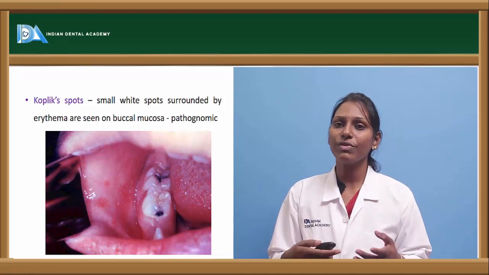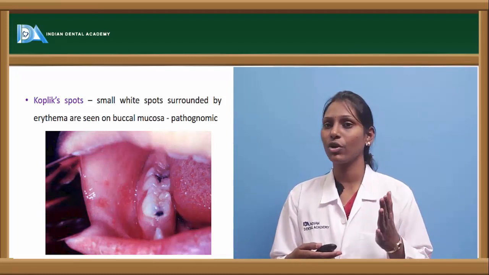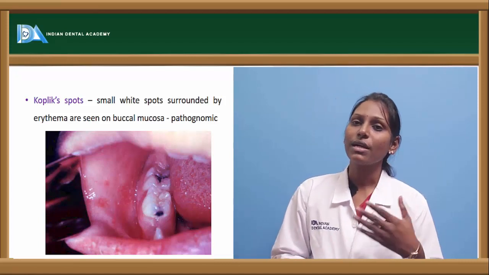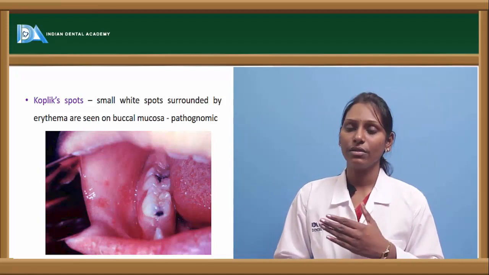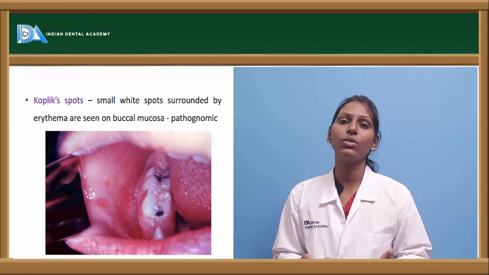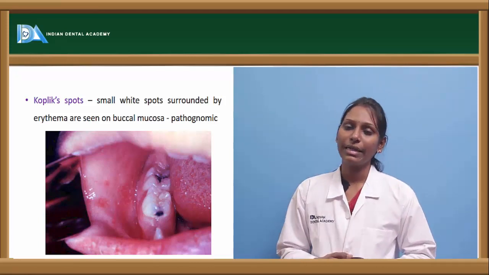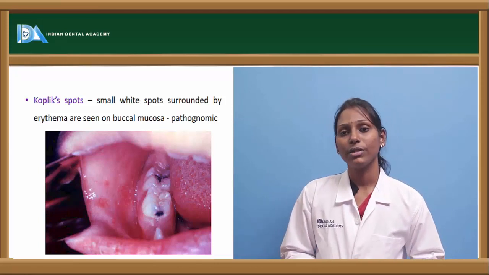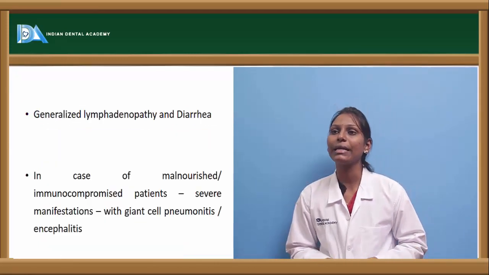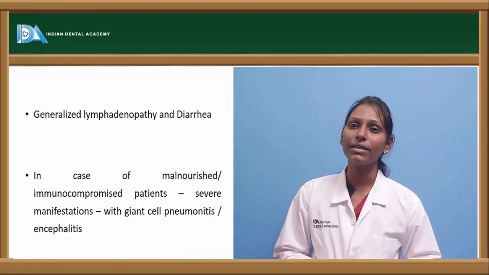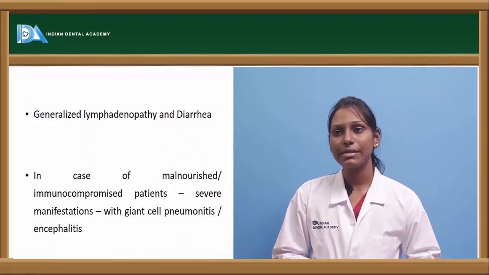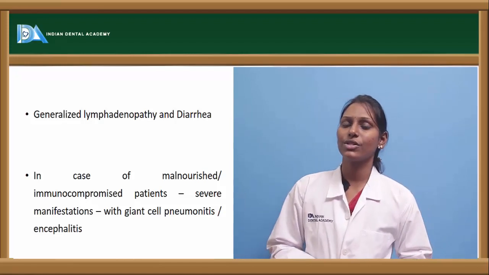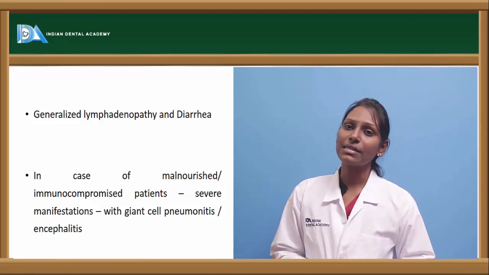the body. Hence, most of the time these Koplik spots are not identified or detected by the patient. As patients come for a routine dental checkup or for any other oral health related problem, the dentist or oral physician will be the first person to observe these Koplik spots. Generalized lymphadenopathy and diarrhea are other common symptoms associated with measles. In malnourished or immunocompromised patients, there will be severe manifestations, especially giant cell pneumonitis and encephalitis.